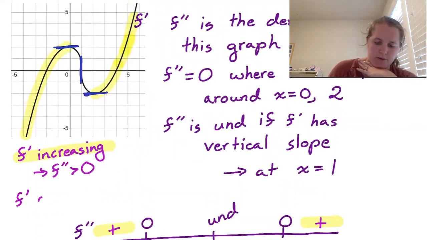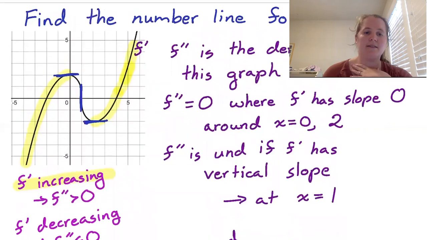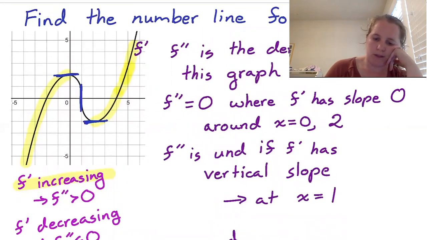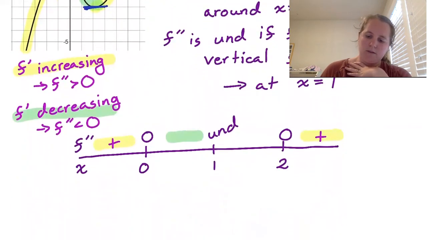If we look for f prime decreasing, that will tell us where the second derivative is negative, or less than 0. So if we look for where it's decreasing, that happens between 0 and 1, and then again between 1 and 2. So our second derivative is negative between these.